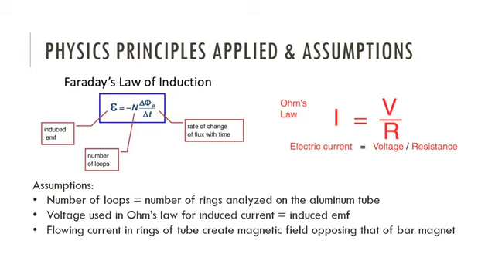The two main equations used in this lab are Faraday's law of induction and Ohm's law, shown on the slide. Assumptions in the lab include that the number of loops is equal to the number of rings analyzed on the aluminum tube, the voltage used in Ohm's law for induced current is the induced EMF from Faraday's law, and the flowing current in the rings of the tube creates a magnetic field opposing that of the bar magnet.